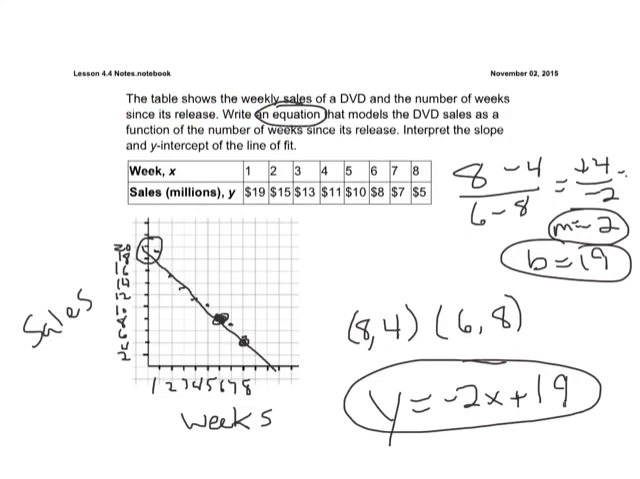Lines of fit, there's some approximation involved. But that's our line of fit. Remember, draw a line through the points, roughly half the points above, half the points below. Pick 2 points on the line, find the slope, find where it crosses our y-axis, write it in slope-intercept form, and you have your answer.